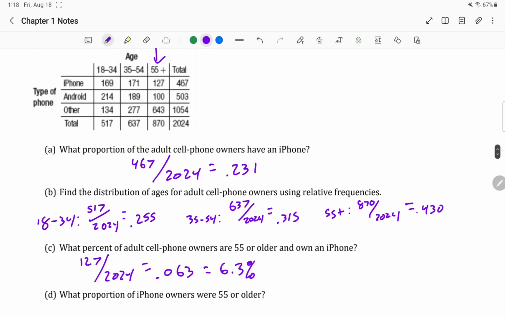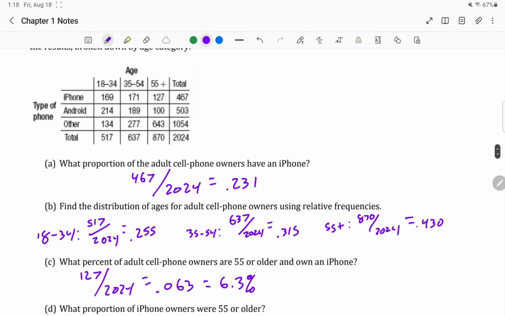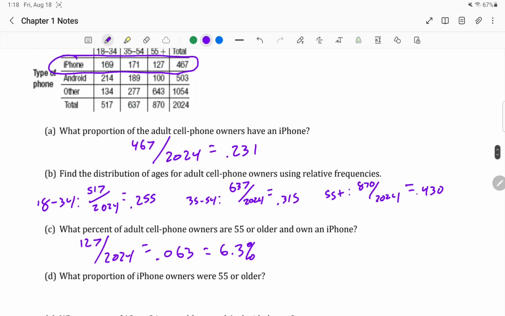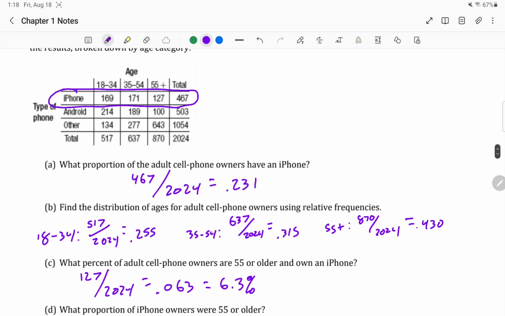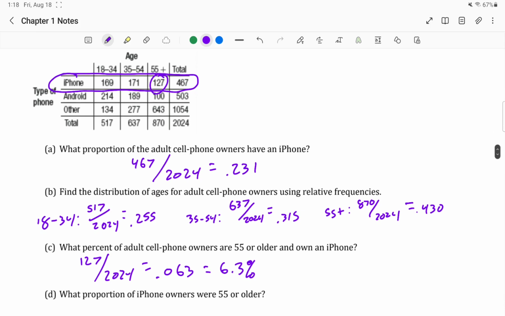Okay, so this is where we get into the weeds a little bit. Of iPhone owners. So now I'm strictly looking at iPhone owners. I'm only looking at that. I'm ignoring the rest of the table. Of iPhone owners, we're 55 and older. So it's still 127. We were still looking at the right number. Oh, no, we were looking at 870. Okay, sorry. Look, this is lesson 1. I'm still a little rusty. Got to get in the swing of things. We'll be better as videos go on.